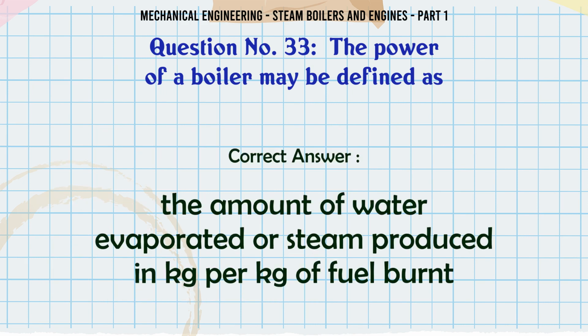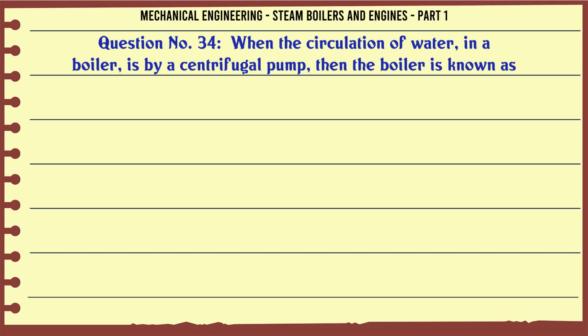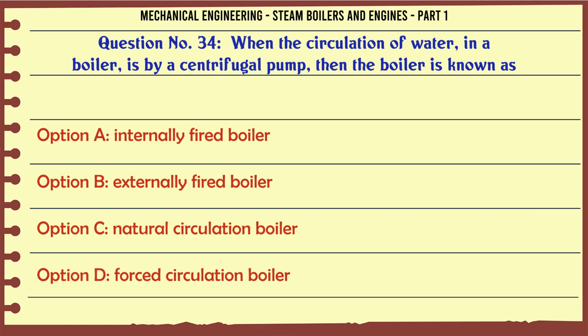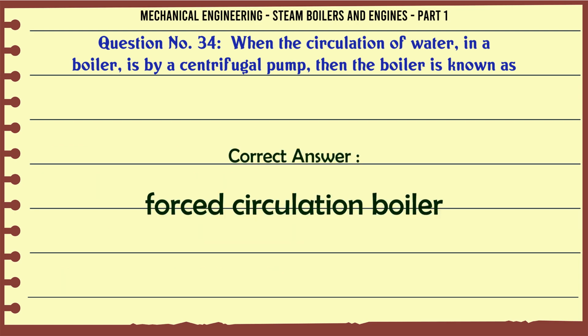The correct answer is the amount of water evaporated or steam produced in kg per kg of fuel burnt. When the circulation of water in a boiler is by a centrifugal pump, then the boiler is known as: A. Internally fired boiler, B. Externally fired boiler, C. Natural circulation boiler, D. Forced circulation boiler. The correct answer is forced circulation boiler.